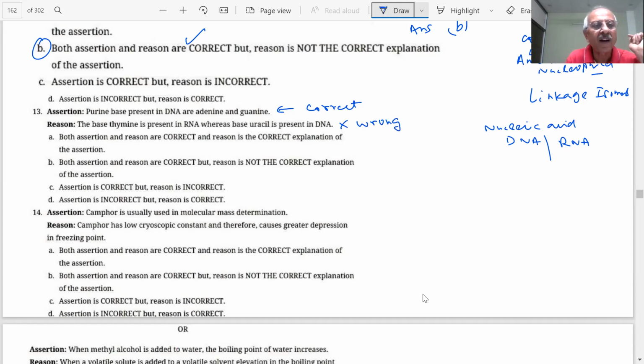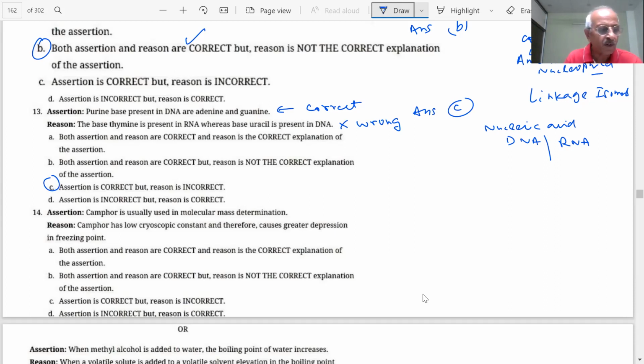Therefore, then what is the answer? Assertion is correct, but reason is incorrect. Answer this one. Assertion is correct, reason is incorrect. Answer will be C. So here our answer is C.